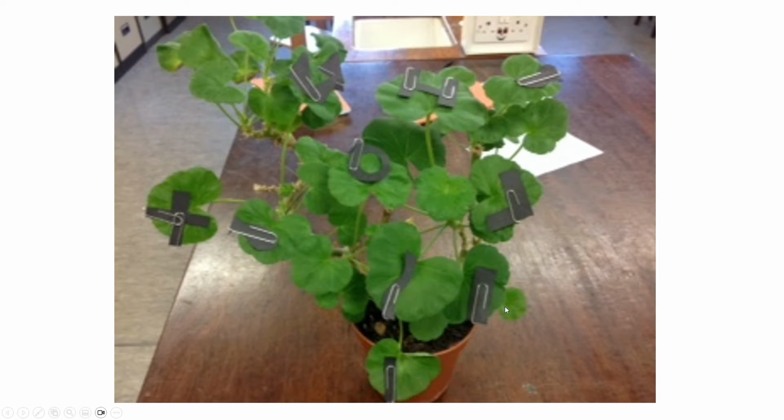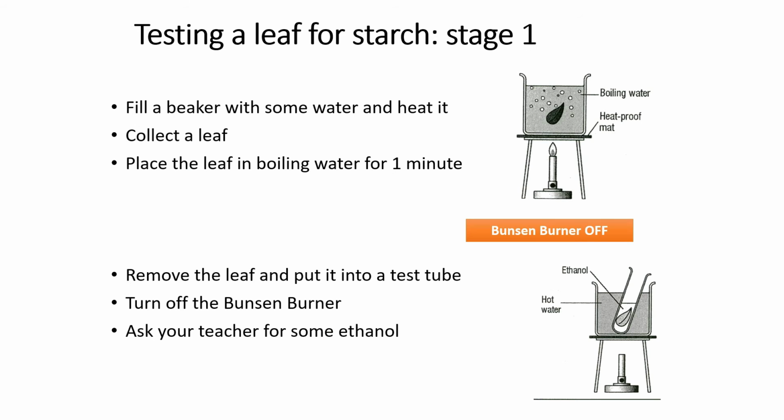So here you can see leaves and you can see bits of cardboard being put over the different leaves to stop light getting to it. So you will know if you've done this, you need to know the method generally. So you boil a leaf for about a minute. You then turn the Bunsen off. You put the leaf back into a boiling tube with ethanol. You turn off the Bunsen burner because ethanol is flammable.